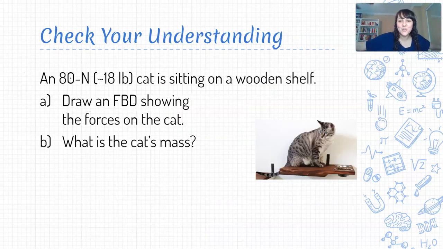All right, let's check your understanding. We got a cat sitting on a shelf. Start by drawing a free body diagram. What are the forces that are acting on our cat? I see two. I see a downward gravitational force because Earth loves this cat, and the cat is not plummeting to the center of the Earth to its doom because we have the wooden shelf exerting an upward normal force on this cat. Second question, what is the mass of the cat based on the information that we have?